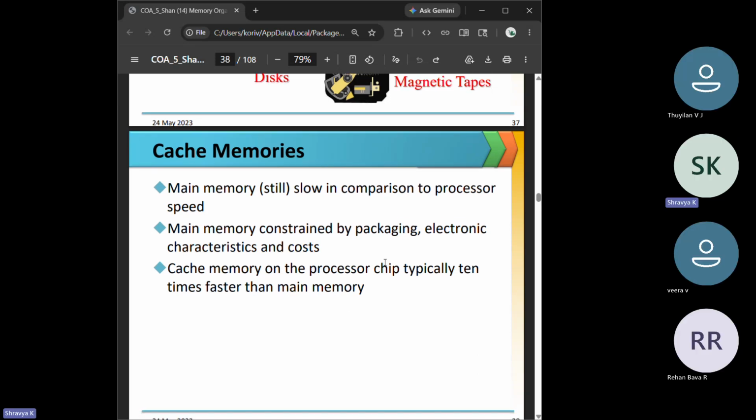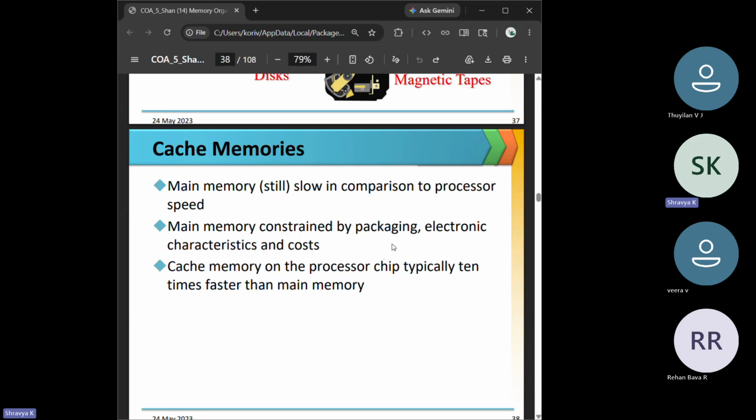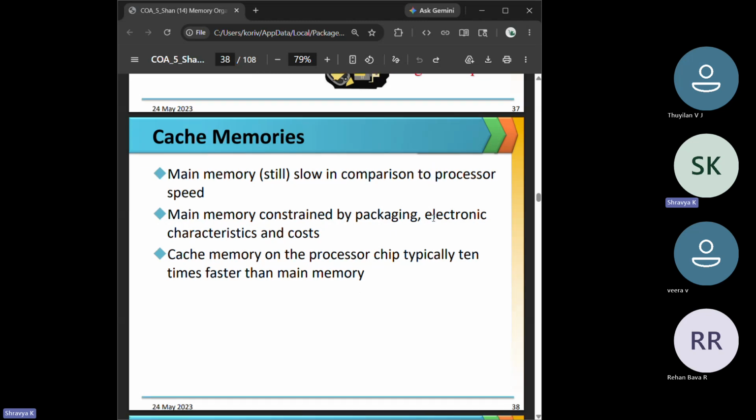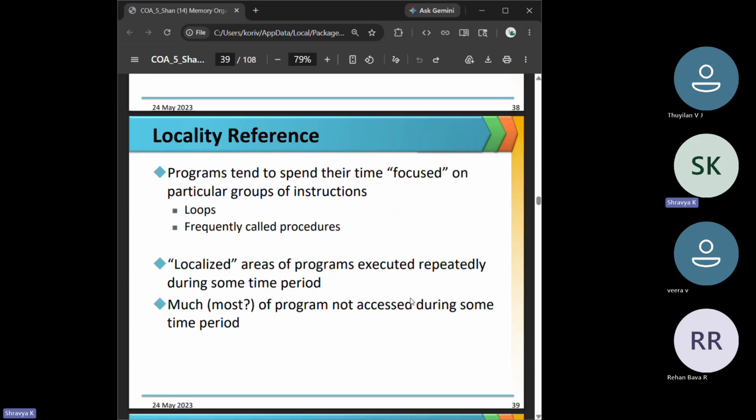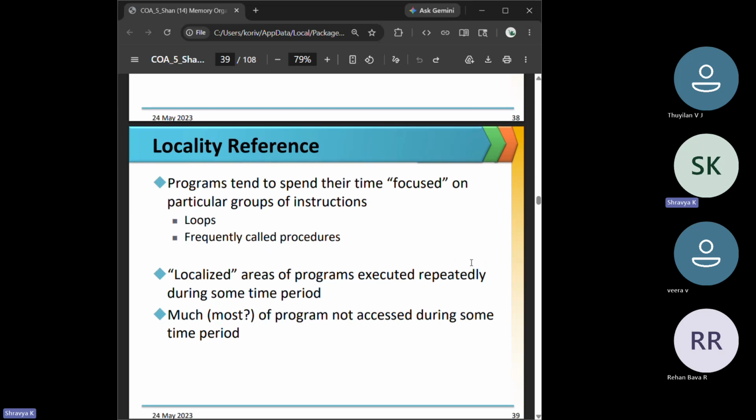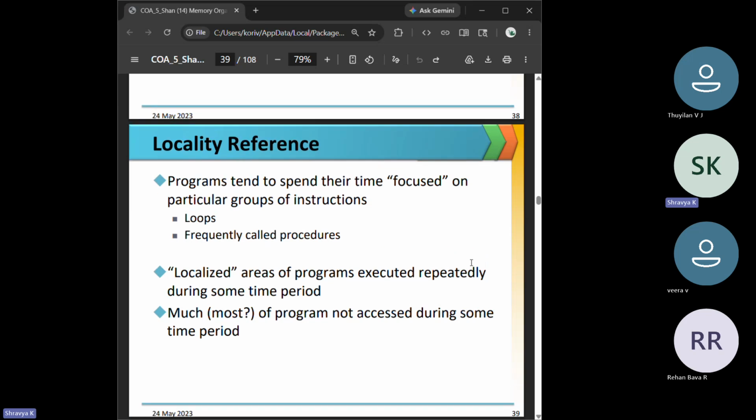The main memory is still slow in comparison to the processor speed, right? The CPU will be much faster than the main memory, and that may mean it holds us back in certain scenarios, and that is where we use the cache memory, which is small and extremely fast, right? And it is within the processor. It's typically 10 times faster than the main memory, right? It will use SRAM rather than the DRAM that we see in main memory, right? And it works because of something called locality of reference, right?